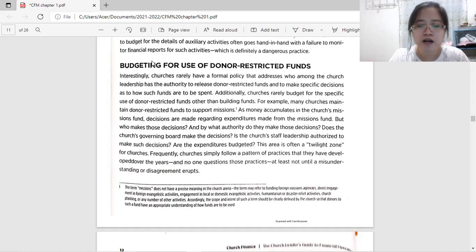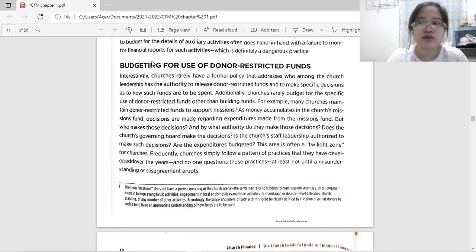Let's say, I'm donating this for the Bible school, for let's say the tuition of some of the students who need financial support, or they would say, I'm donating this money to help out in the building of new classrooms. So in that case, the donated money should be used for the particular purpose the donor stated.